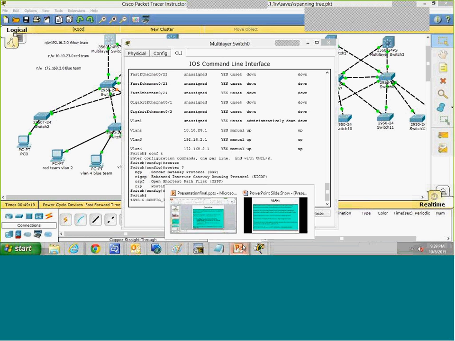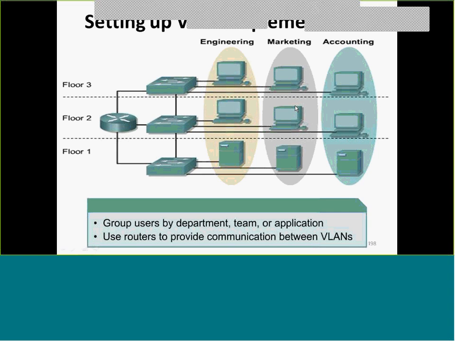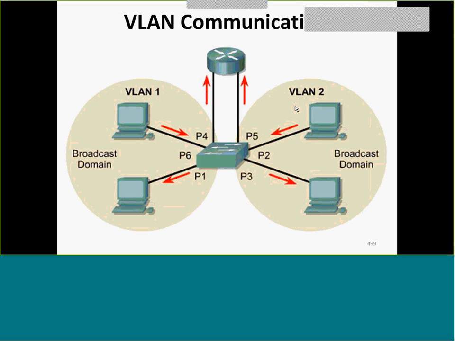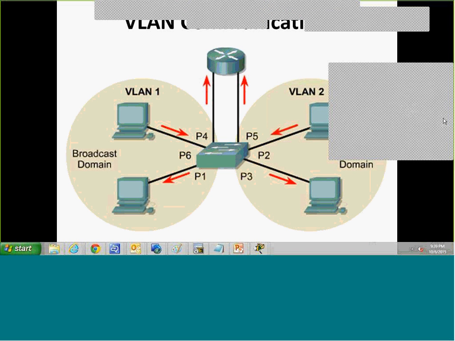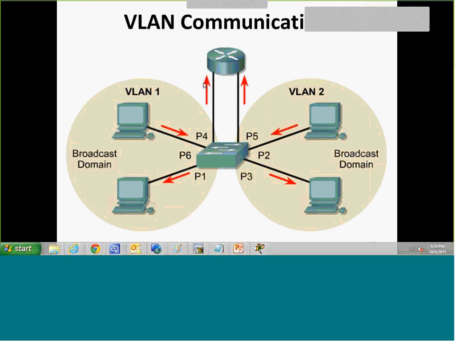So let's go back to our slides. So we have a big picture of VLANs now. We have floor 1, floor 2, floor 3. On each floor we have different teams. This is how we distribute our VLANs. Right? So the routers will put a full stop to the broadcast domain. A switch forwards so many broadcast domains. Switches will forward so many broadcasts, but they all end at the router interface.